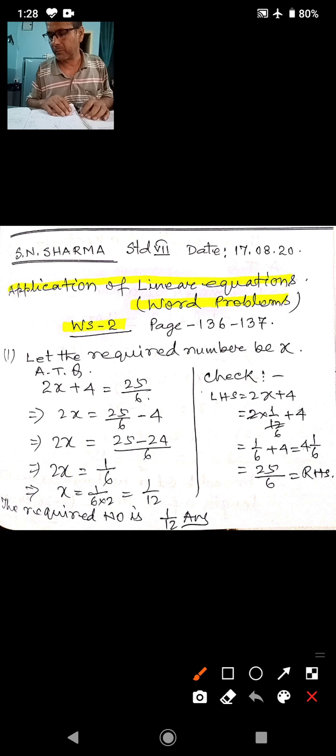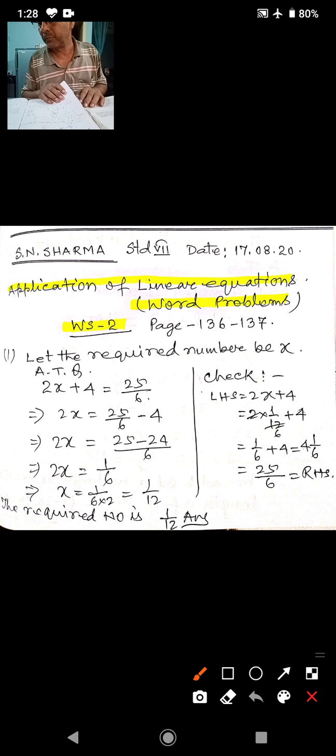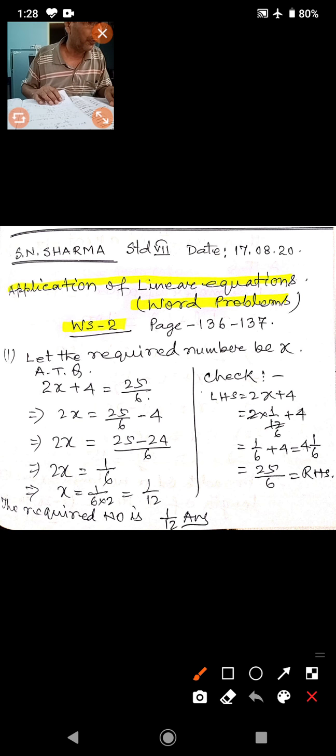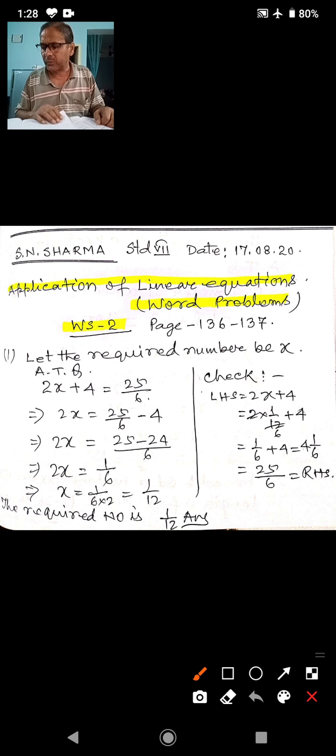Now, question number 1, worksheet 2, page 136 to 137. Question 1: adding 4 to twice a number yields 25 by 6. Find the number. Let the required number be x.